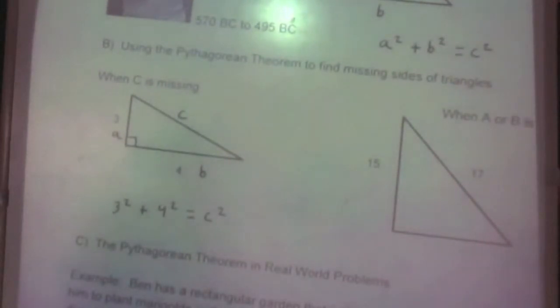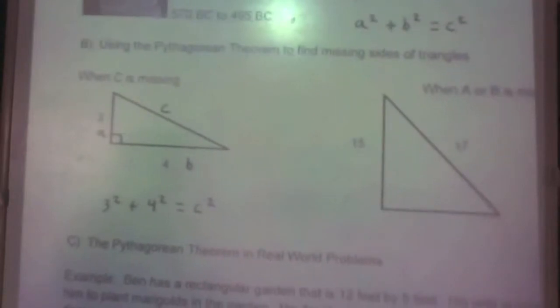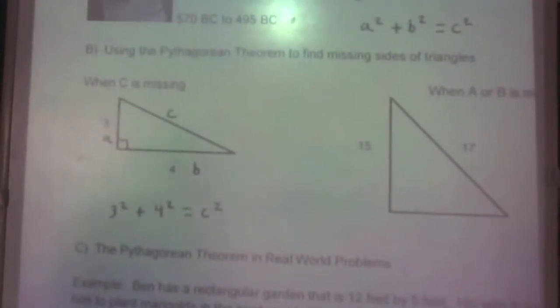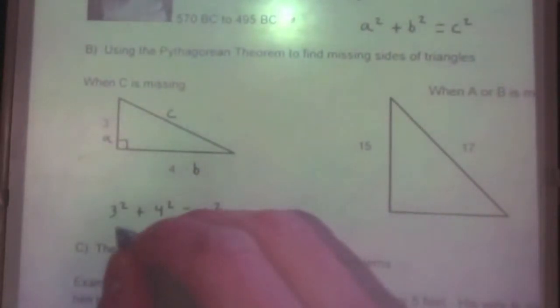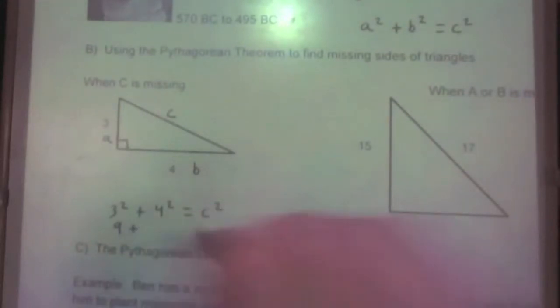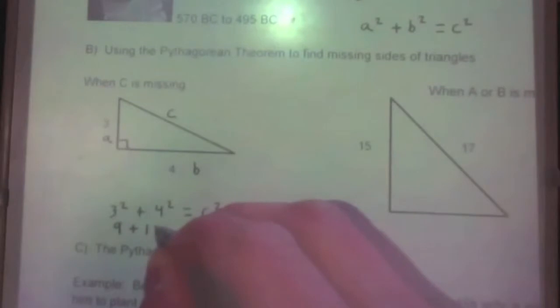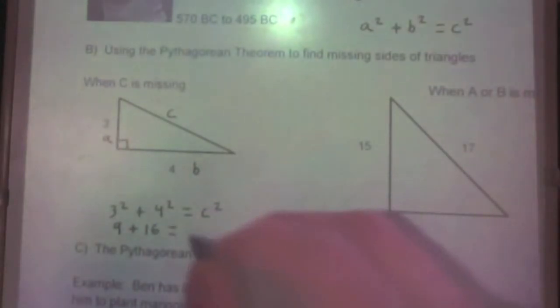All right, we set it up just like that. And now we're just going to do some math. We're going to work this out. So we're going to take 3 to the power of 2. That's going to give us 9. We're going to take 4 to the power of 2. That'll get us 16. Add that up, and we get 25.